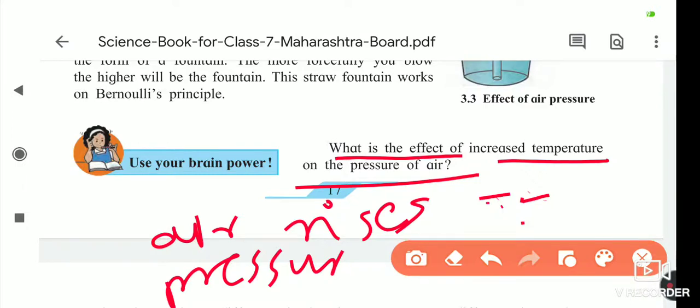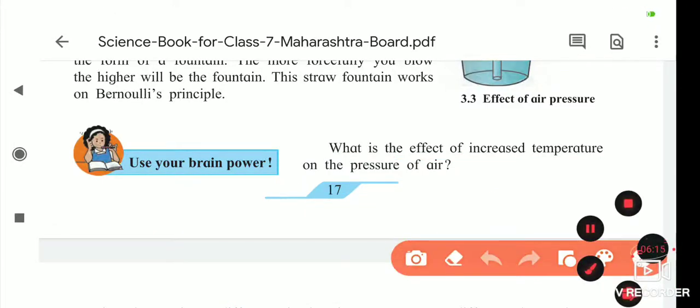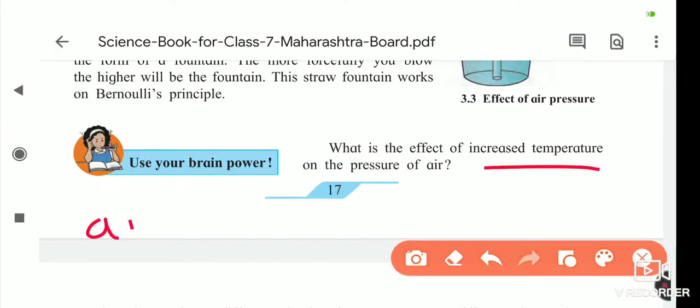When gas molecules are heated, they move very quickly. Velocity means a kind of speed. Due to this increased velocity, there are more collisions, and as a result more force is exerted on each molecule and air pressure increases. From this, we understand that when we increase the temperature, the air pressure increases.